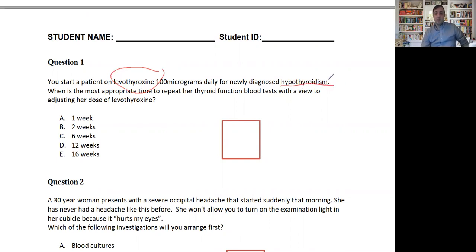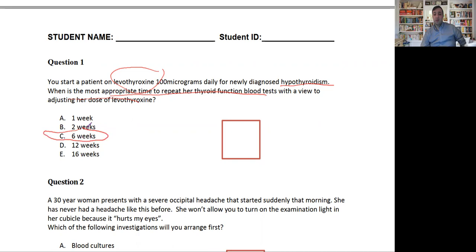The indication is hypothyroidism. When is the most appropriate time to repeat her thyroid function blood test with a view to adjust her dose of levothyroxine? Usually we have to wait 4 to 5 half-lives of thyroxine. The half-life of thyroxine is 5 to 7 days. So 4 to 5 half-lives of thyroxine is going to be 6 weeks. So the most appropriate answer here is 6 weeks.